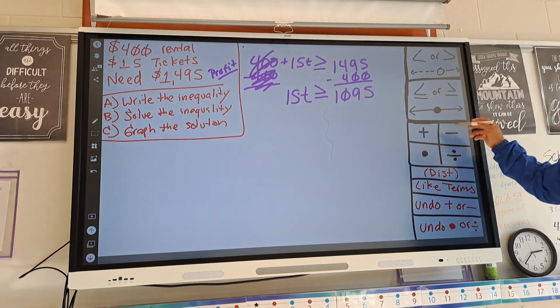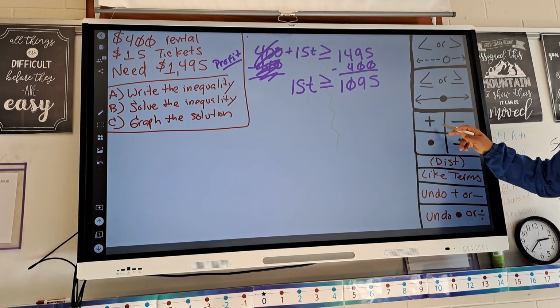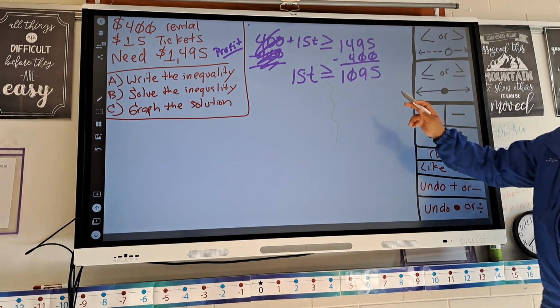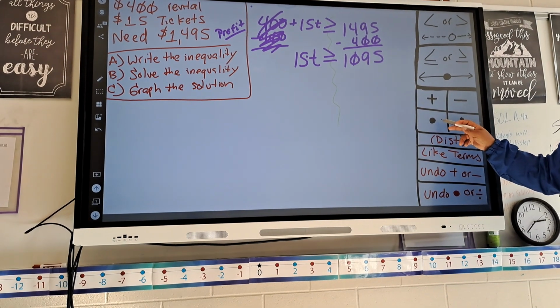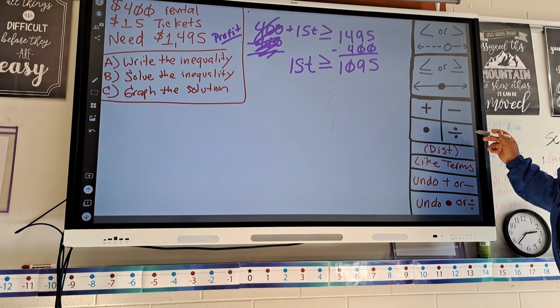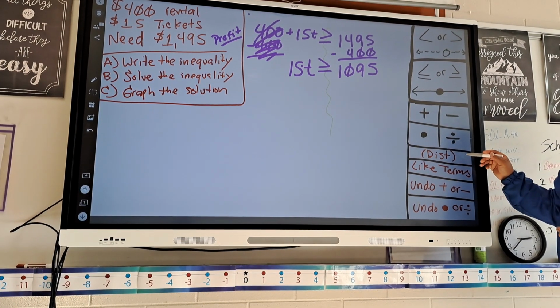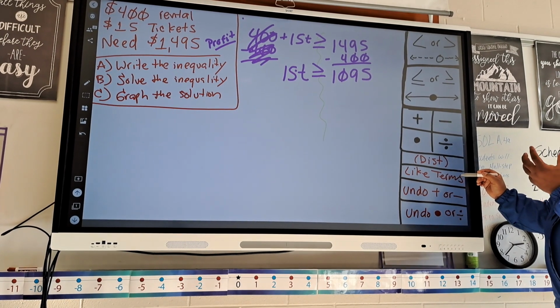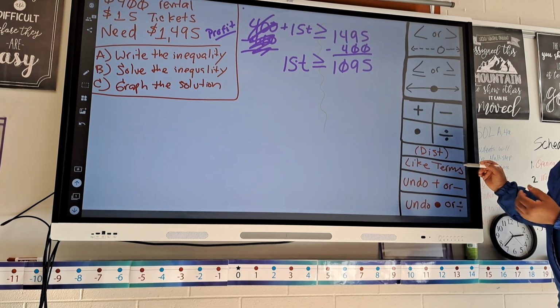Now, these are our 4 operations: addition, subtraction, multiplication, division. The opposite of addition is subtraction. The opposite of multiplication is division. Since that's 15T, to undo it, we have to do the opposite of multiplication, which is division. Because our 4 steps, we're going to distribute, and if we don't see parentheses, we don't have to distribute. We're going to combine like terms. Well, with this particular situation, we didn't have to combine like terms.